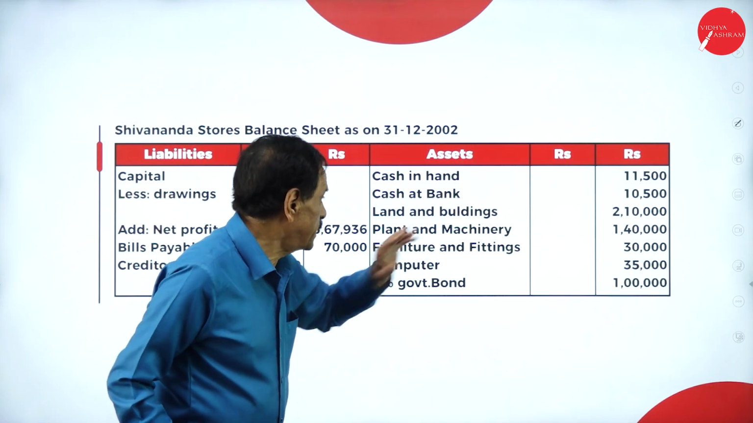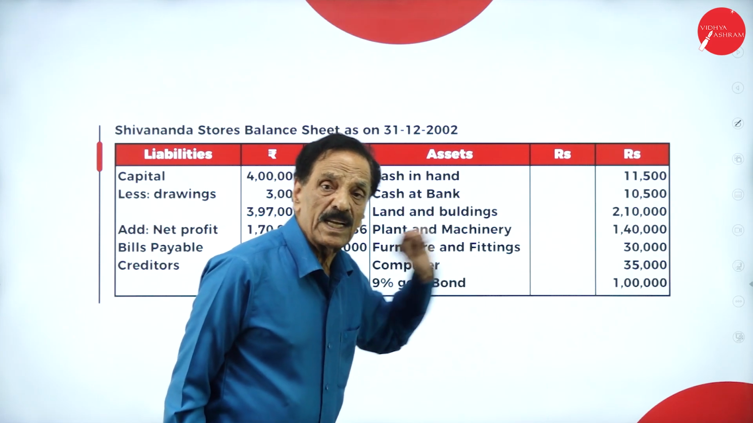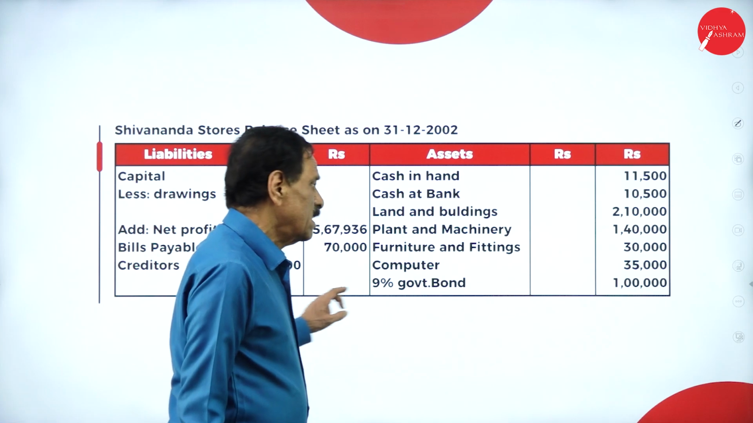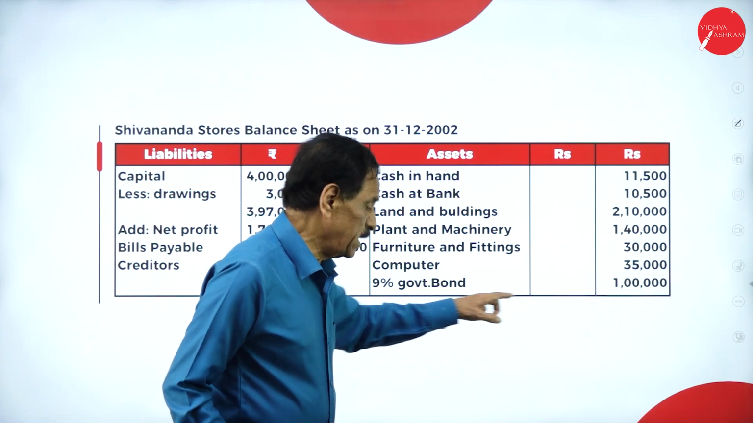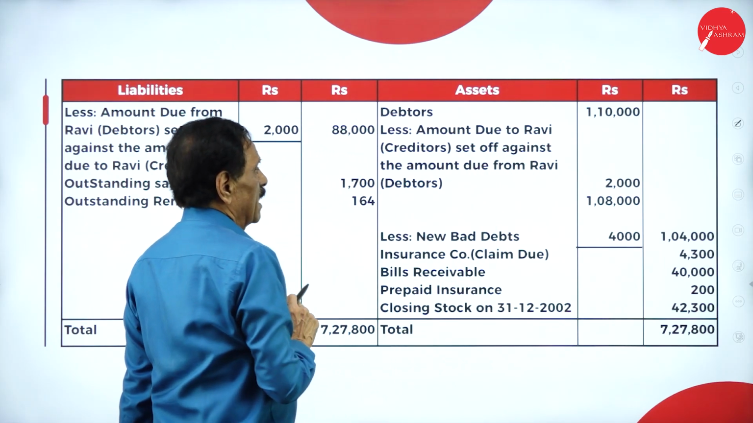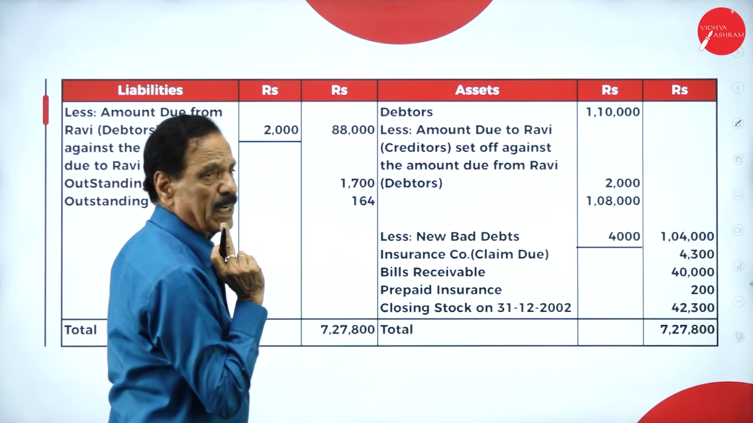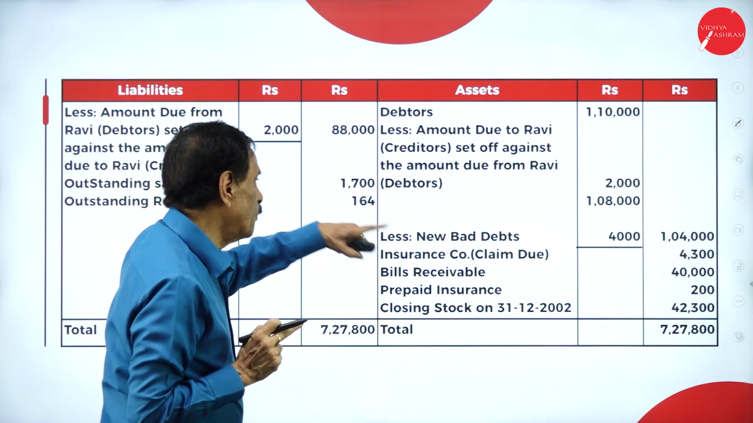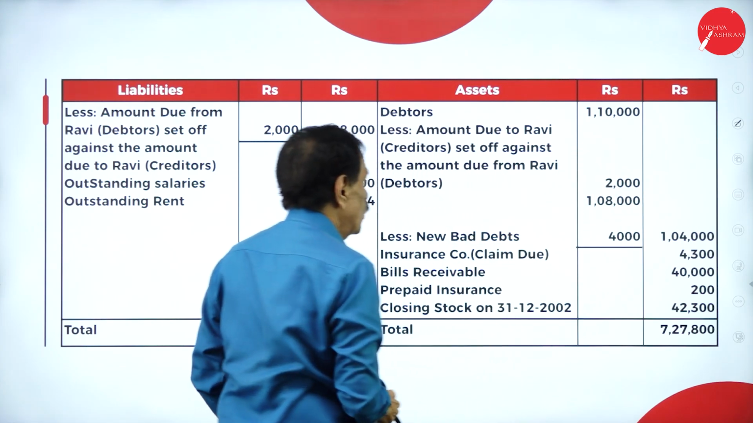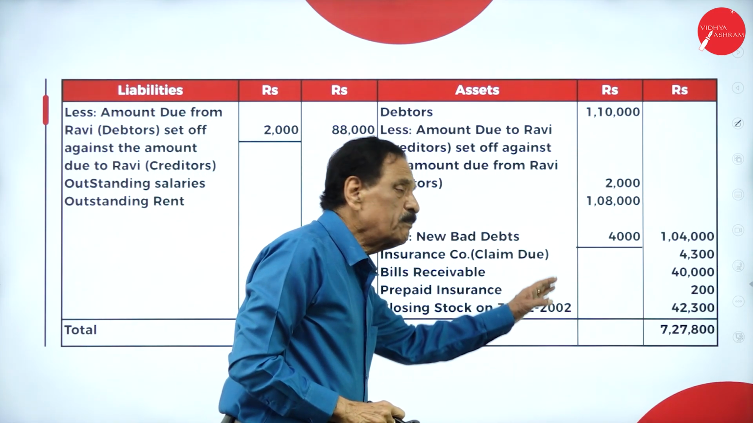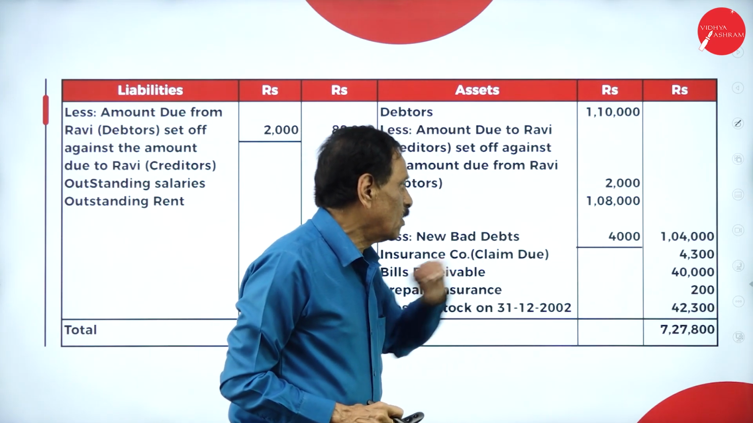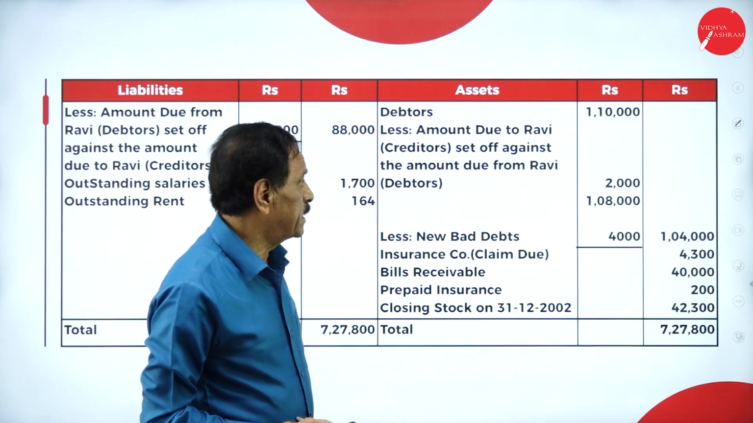Cash in hand is an asset. Cash at bank is an asset. Building, plant and machinery, furniture, computer, 9% government bonds. Debtor 1,10,000. Less amount due to Ravi, a creditor, set up against amount due from Ravi, debtor, 2,000. Out of 1,10,000, how much has gone? 2,000 has gone. Then new bad debt as per the adjustment is 4,000. Then you get 1,04,000 rupees.